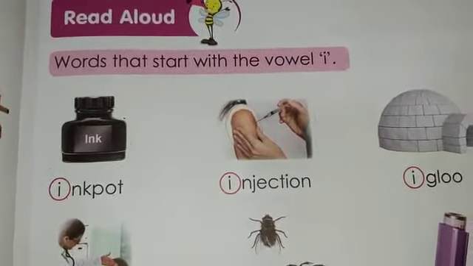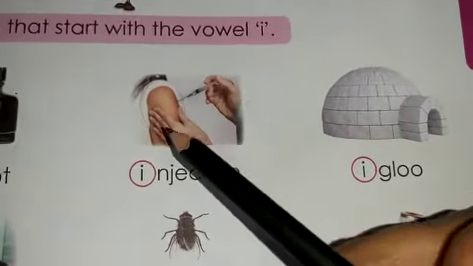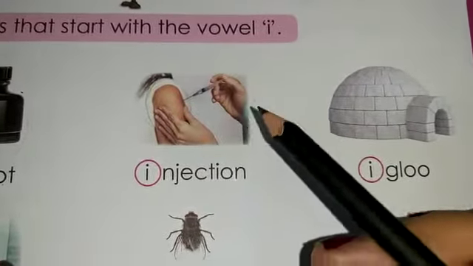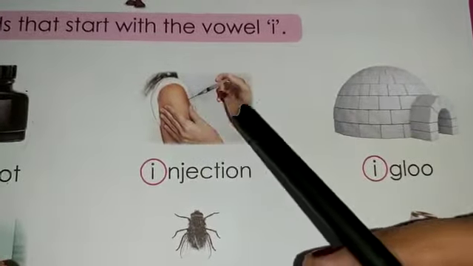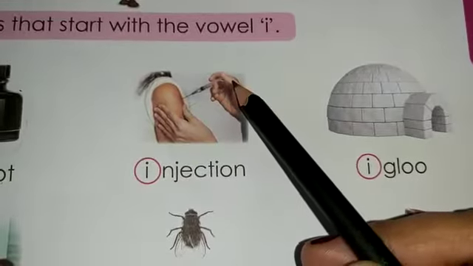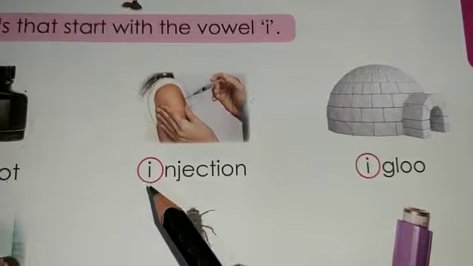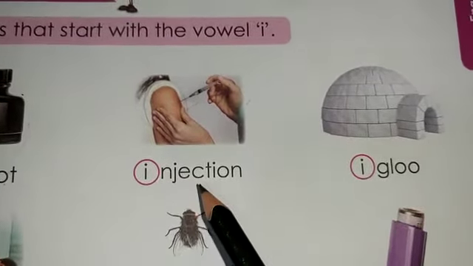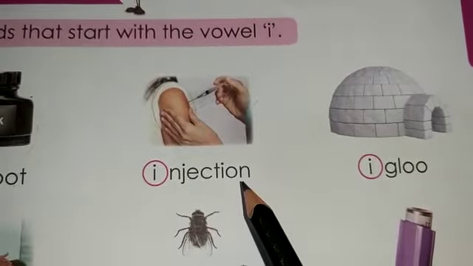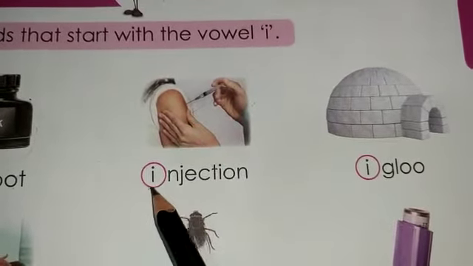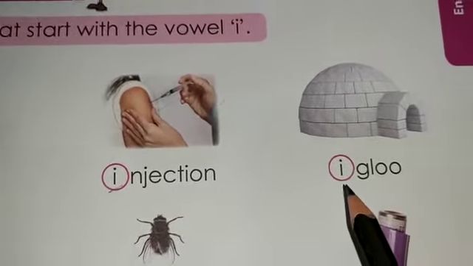Similarly, we are going to do a few more words. Now, let's come up to the next picture. What can you see in this picture? A doctor is injecting a patient. He is putting up an injection. So, what is the word? Injection. I-N-J-E-C-T-I-O-N. Injection. And where's the vowel I? Right there in the starting. Vowel I. Right? Now let's come up to the next one.